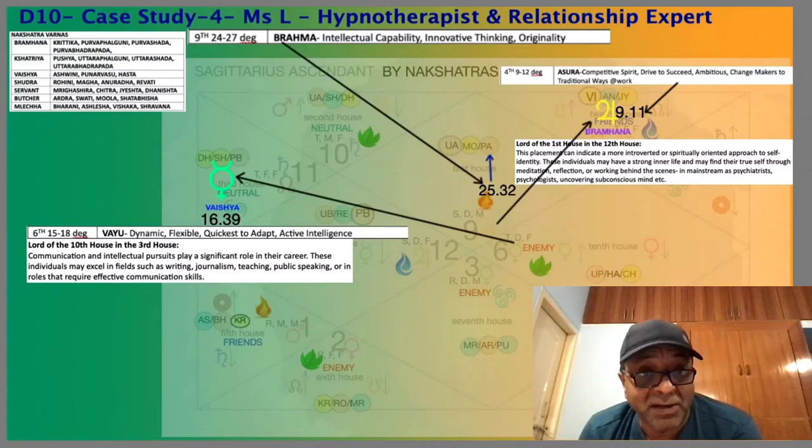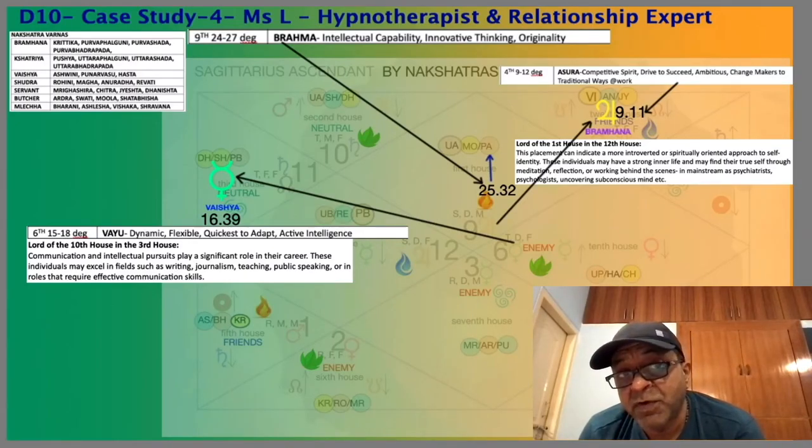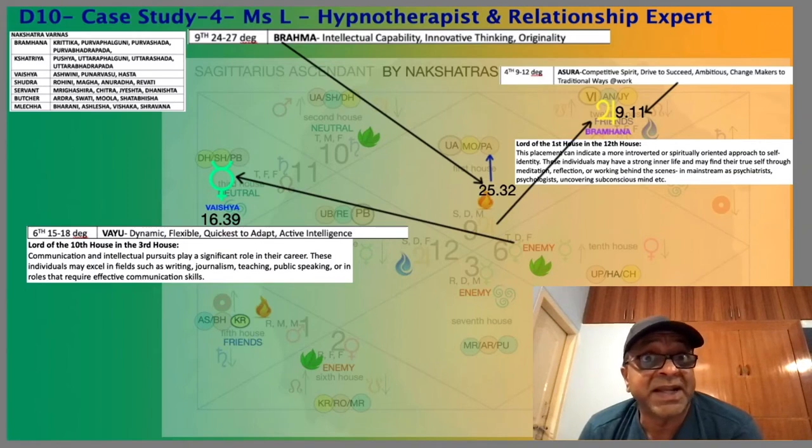25.32 is the ninth angle, between 24 and 27. So it's the Brahma angle, which means it has a lot of intellectual capacity. It has got innovative thinking and originality. Hypnotherapist is a little offbeat, don't you think? Not so much recognized by the mainstream yet. Hopefully we get there soon. Consciousness is rising on this planet. So 24 to 27 has got a lot of originality in it. And in Purvashada, the Lord is Jupiter, Lord of the first in D10.